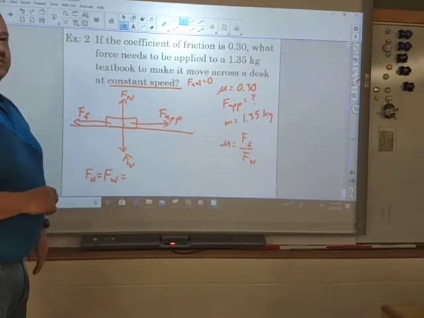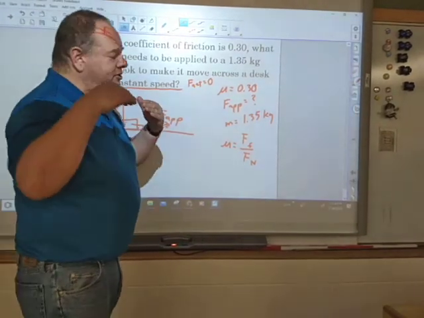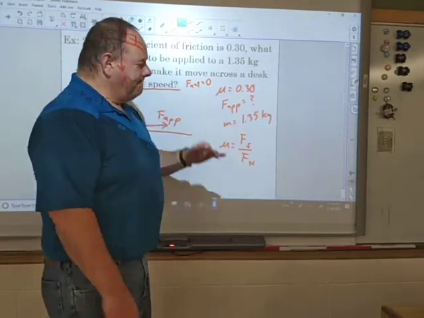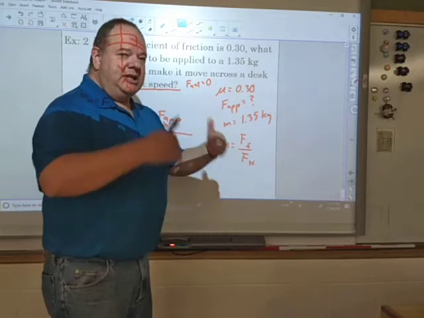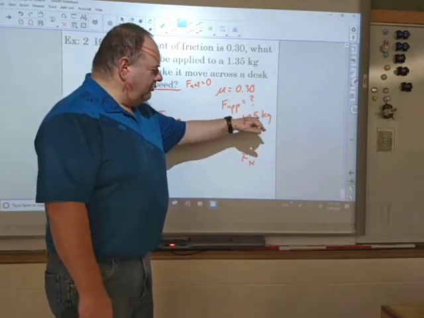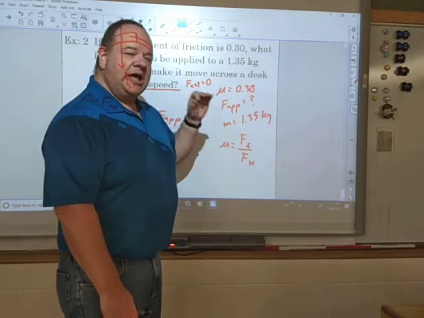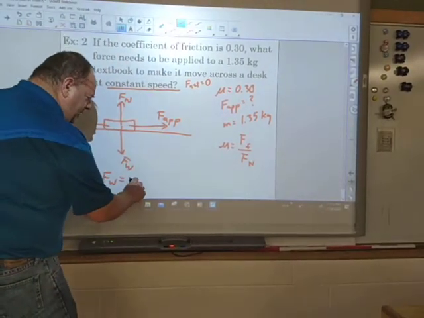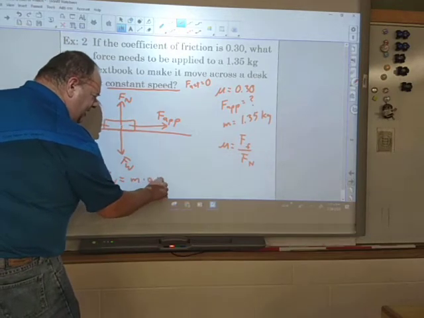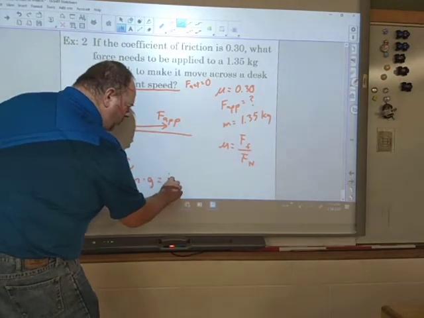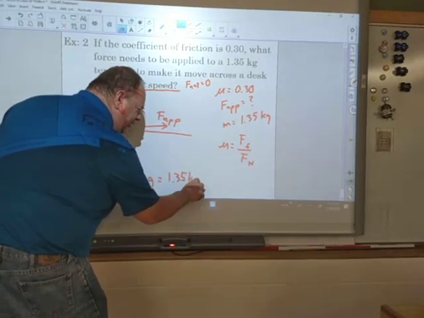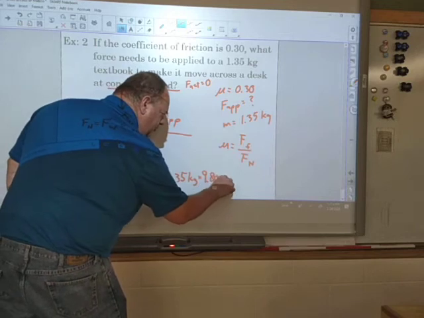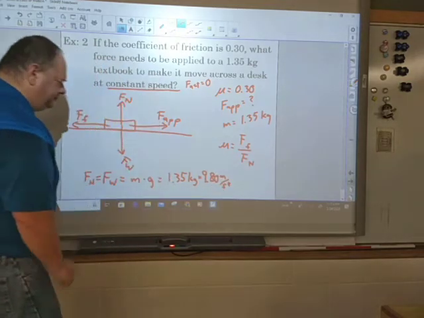Here's where students sometimes make a mistake. I have seen it so many times that students will plug in 1.35 kilograms as a weight. It's not. It is not a weight. Kilogram is a unit of mass. It's not a force, it's a mass. So, how do we find a weight? Well, I've told you a couple times now that weight is m times g. So we've got 1.35 kilograms times 9.80 meters per second squared.